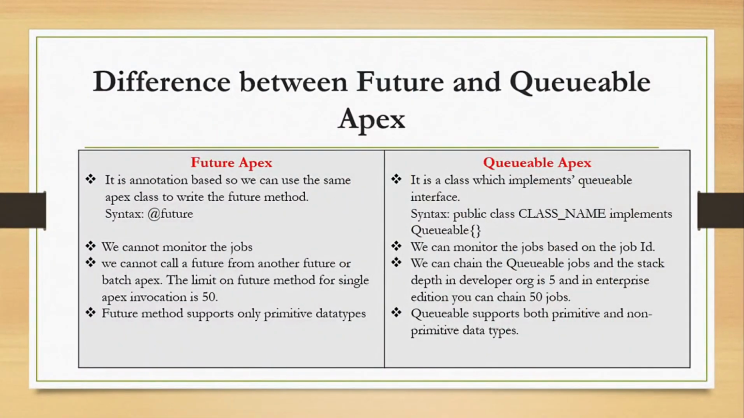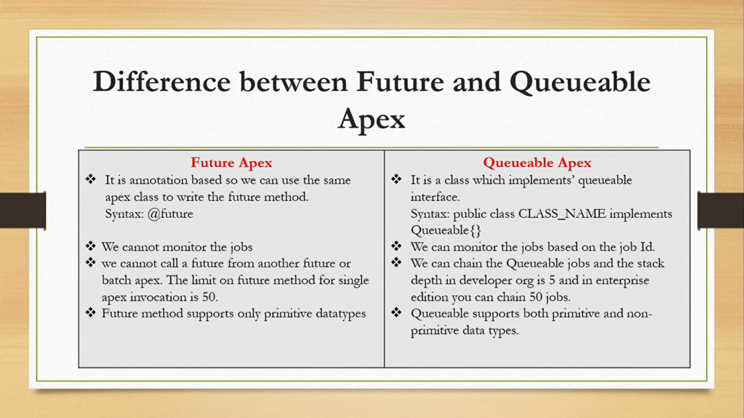Difference between future and Queueable methods. Future is annotation based, so we can use the same Apex class to write future methods, as the syntax is @future. We cannot monitor the jobs in future, but we can monitor the jobs in Queueable Apex. And Queueable Apex is a class which implements the Queueable interface. The syntax is public class name implements Queueable.